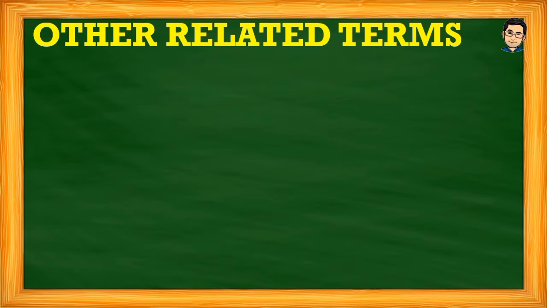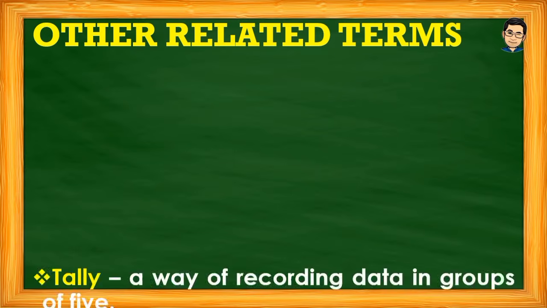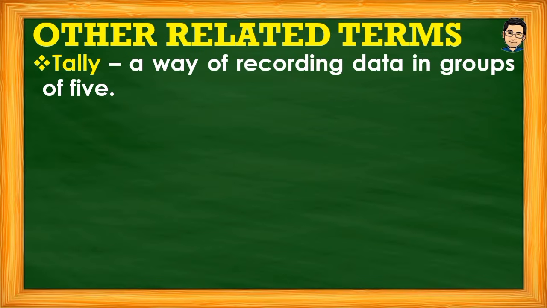So, let's have other related terms. Unang-una na dyan is yung tally. So, what is tally? A way of recording data in groups of 5. So, we usually see tally kapag election. So, kapag bilangan na ng mga boto. Then, ano pa? Sa basketball scores. Basketball tournament, volleyball, ayan.